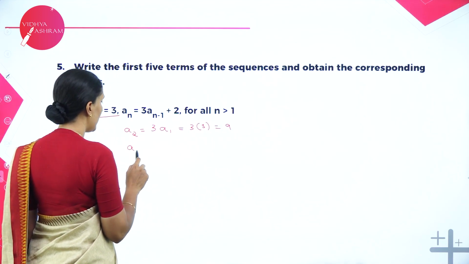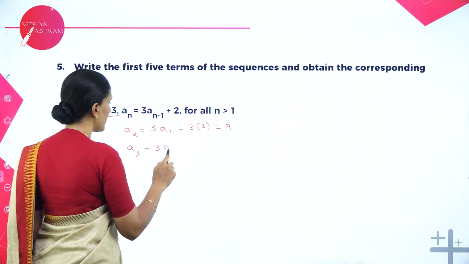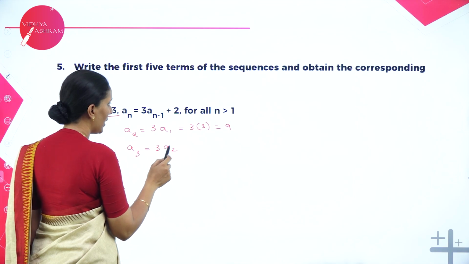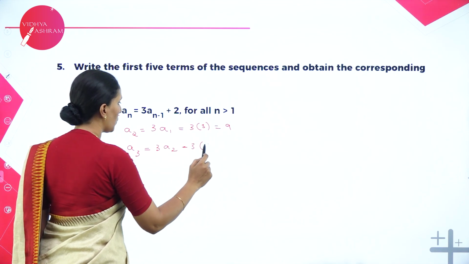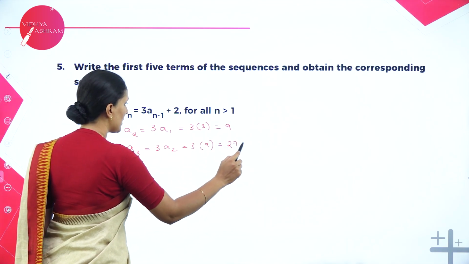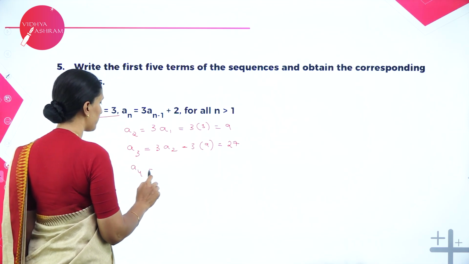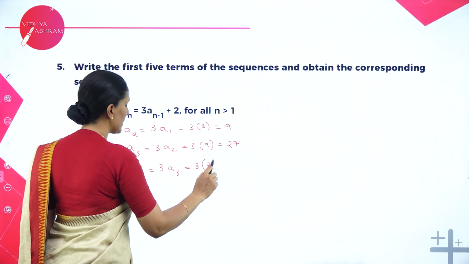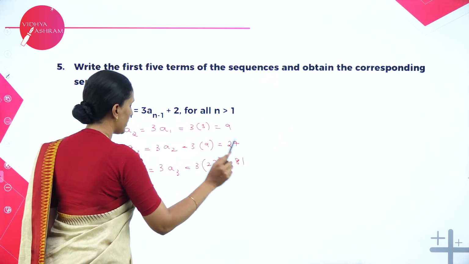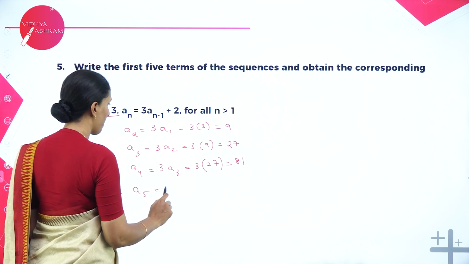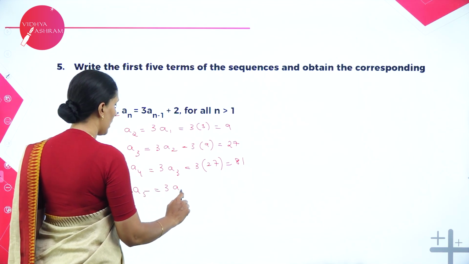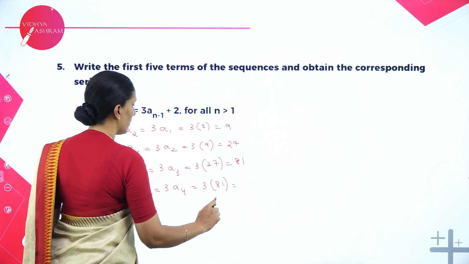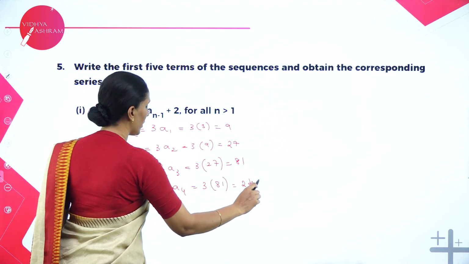Next we will get a3. a3 is 3 times a2, because if you put 3 minus 1 here, we'll get a2, and the a2 value is 9. So 3 into 9, 3 nines are 27. Next a4, 3 into a3. So 3 into 27, which is equal to 81. Next a5, 3 times a4, which is 3 into 81, which is equal to 243.